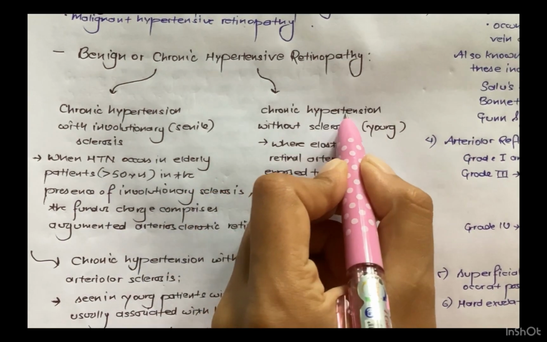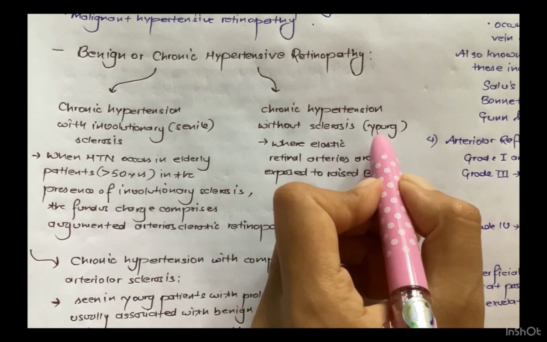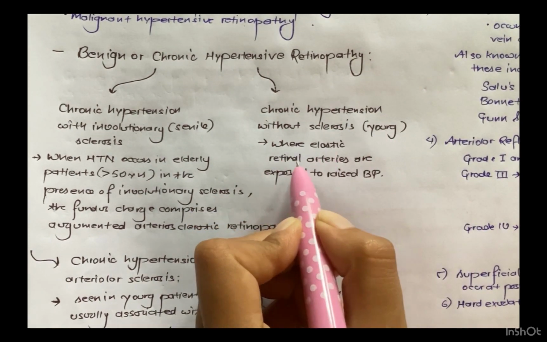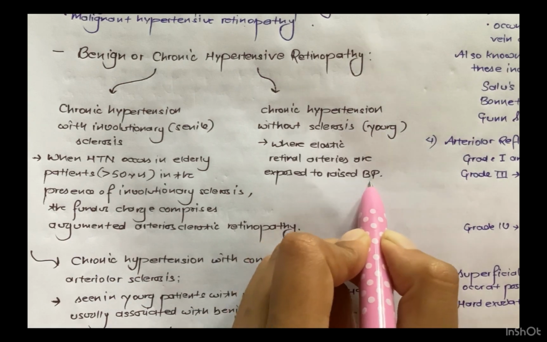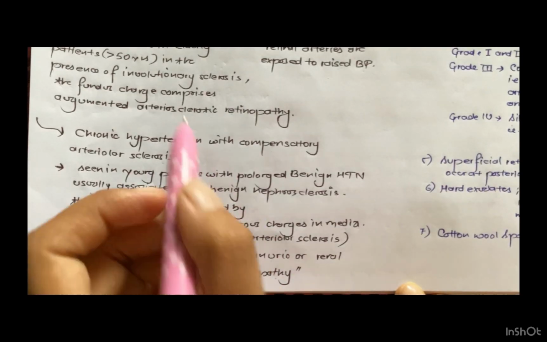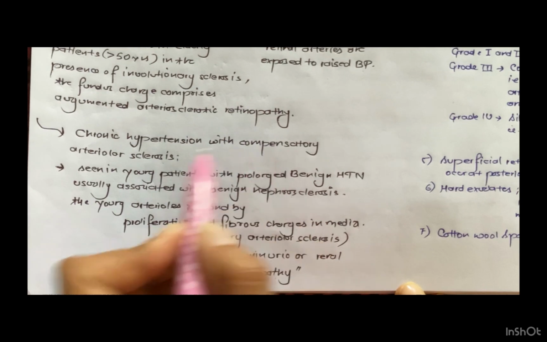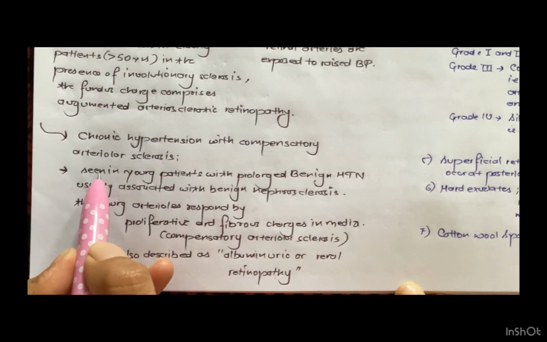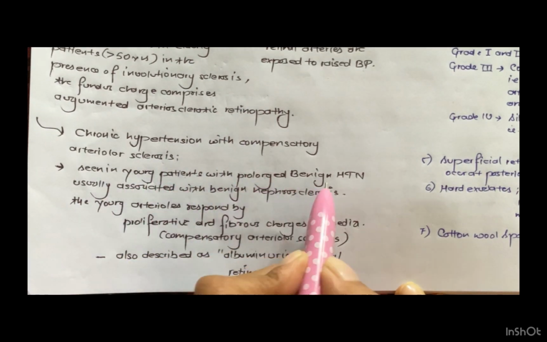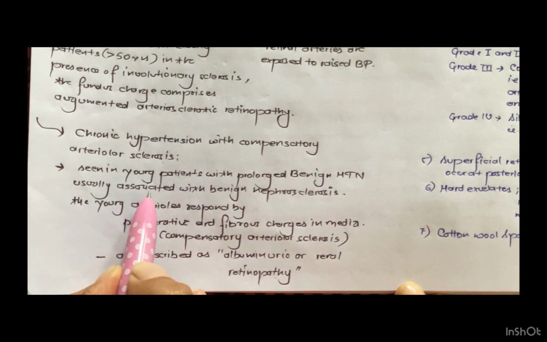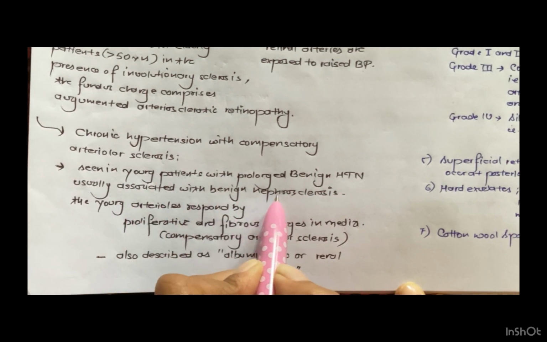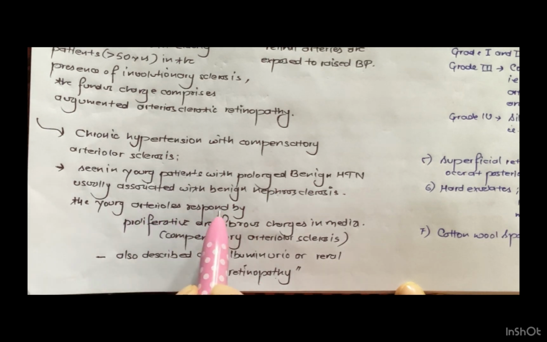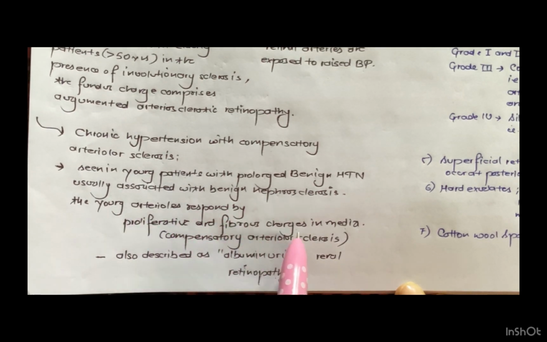Talking about chronic hypertension without sclerosis, it is most commonly seen in young people where the elastic retinal arteries are exposed to the raised blood pressure. In chronic hypertension with compensatory arteriolar sclerosis, it is most commonly seen in young patients with prolonged benign hypertension, and it is usually associated with benign nephrosclerosis, and here the young arterioles respond by proliferative and fibrous changes in the media. So it is compensatory arteriolar sclerosis and it is also described as albuminuric or renal retinopathy.